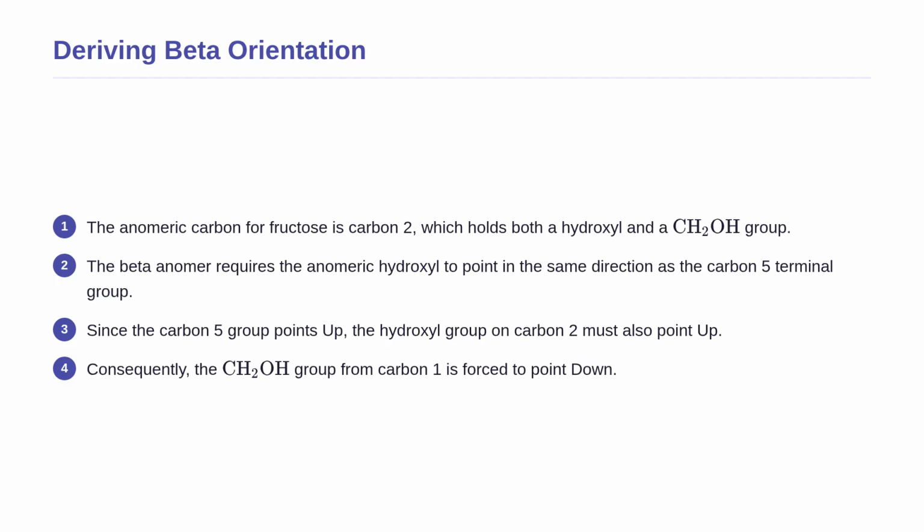Let us break down the mathematical reasoning behind that final step for the beta anomer. In fructose, the anomeric carbon is carbon 2. This carbon is unique because it holds both a hydroxyl group and a CH2OH group from carbon 1. The rule for a beta anomer requires the anomeric hydroxyl to point in the same direction as the carbon 5 terminal group. Since carbon 5 points up, the hydroxyl on carbon 2 must also point up. Consequently, the other group attached to carbon 2 is forced to point down, preserving the exact stereochemistry.